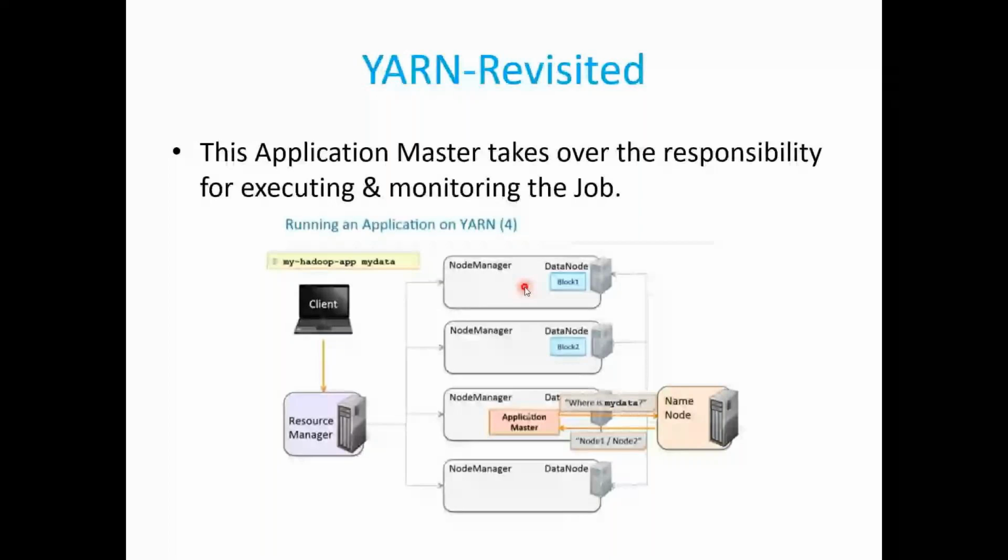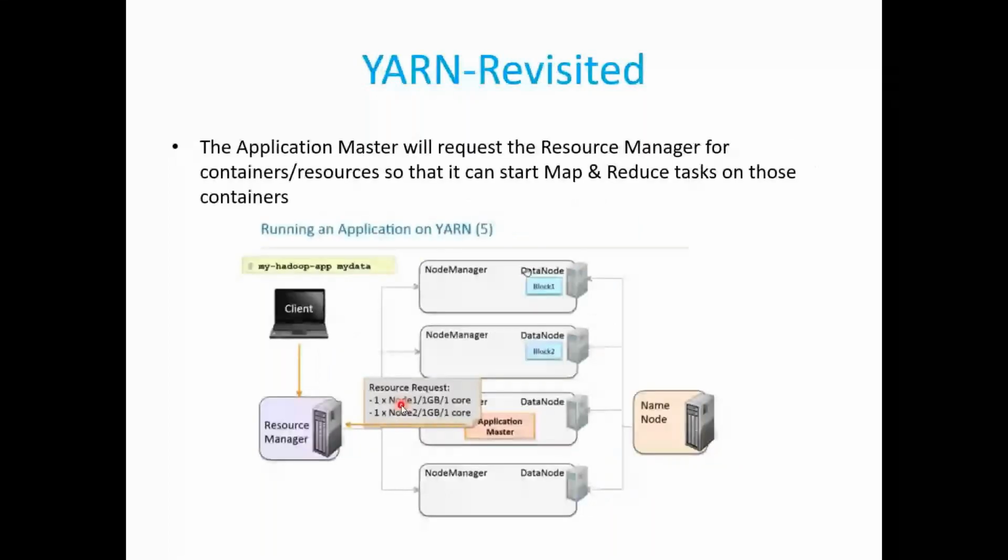What the application master is going to do is make a request to the resource manager saying that, okay, on node 1 I need 1 GB RAM, 1 CPU core. Similarly on node 2 I need 1 GB RAM and 1 CPU core, because that's the place where the data is stored, right? So the application master will request the resource manager for the resources of the containers so that he can start map and reduce tasks on those containers.